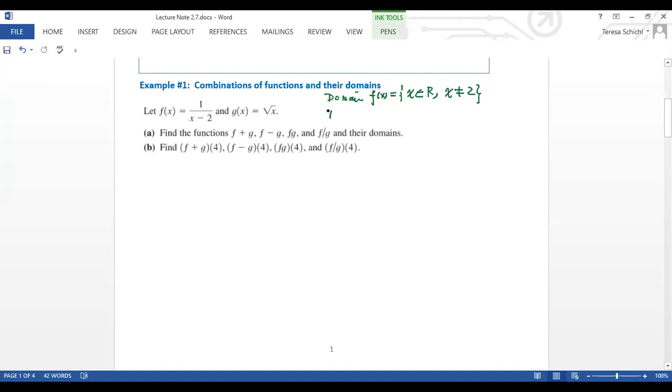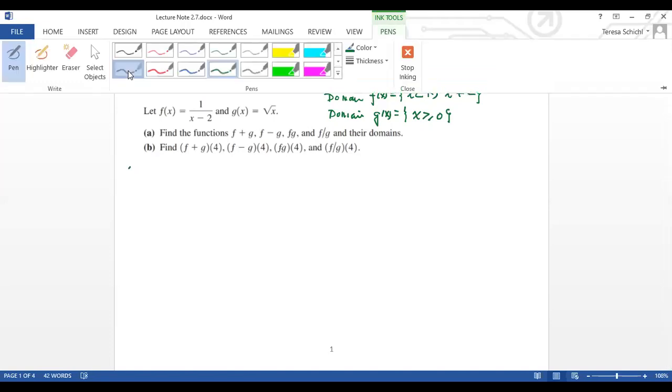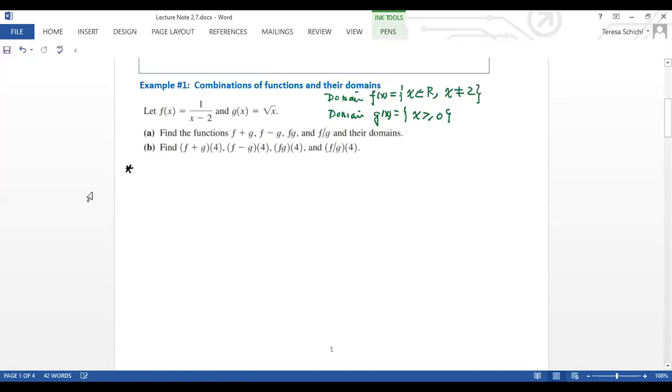Now the domain of g of x. The g of x here is what? It's the root function, so everything has to be greater than or equal to what? Greater than or equal to 0, right? Okay, so now let's try to find the first things here. We have the domains there.